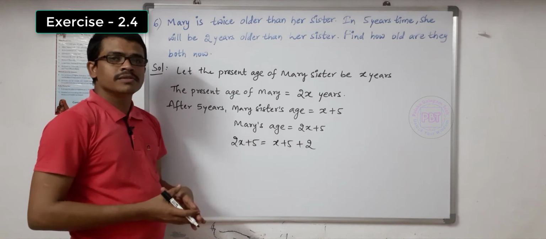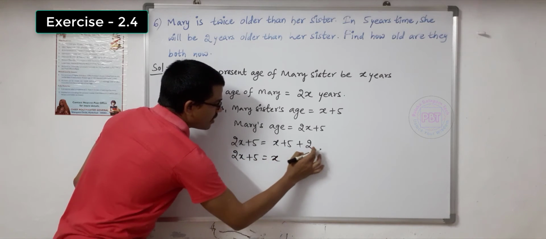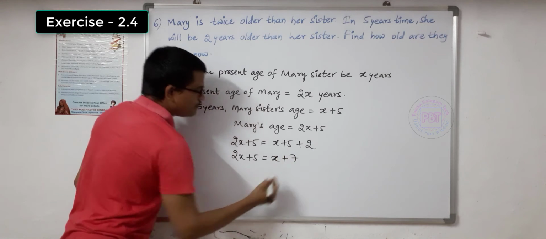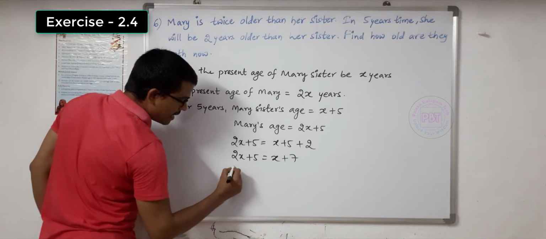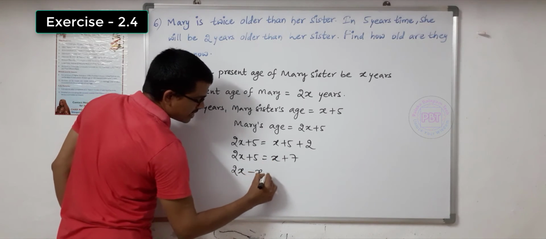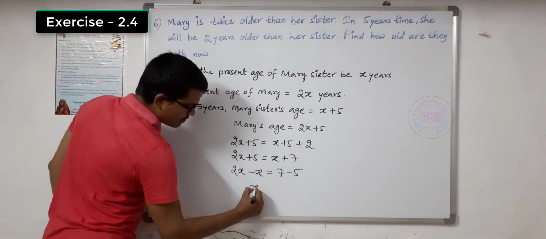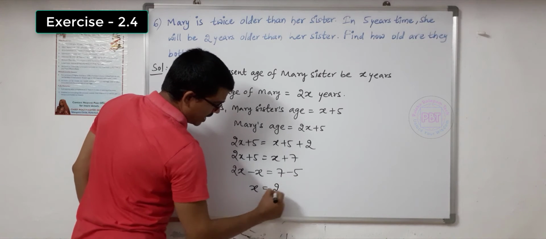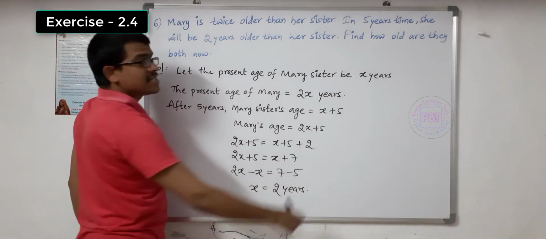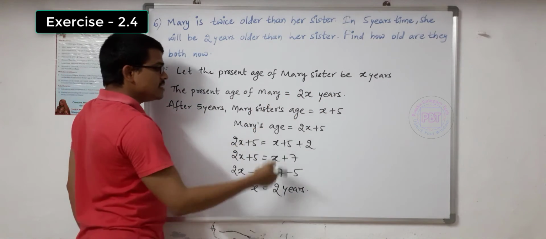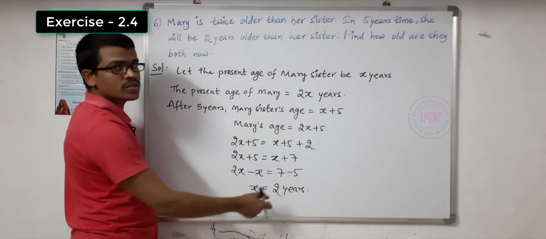Now I am going to solve this. Now 2x plus 5 equals x plus 5 plus 2, which is plus 7. Now I am going to transpose x to the left hand side, 5 to the right hand side. It becomes 2x minus x equals 7 minus 5. 2x minus x is 1x equals 7 minus 5 is 2. x is 2 years. x is nothing but Mary's sister's age. Mary's sister's age is 2 years. Then what is Mary's age? Twice the sister's age, 2 times 2, 4 years.